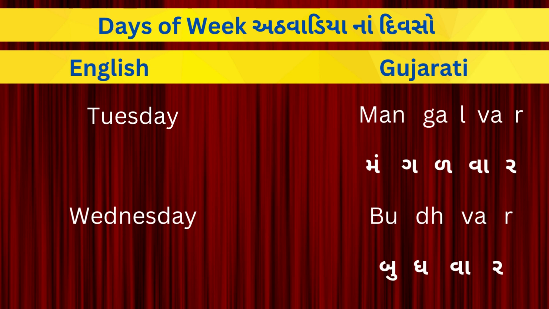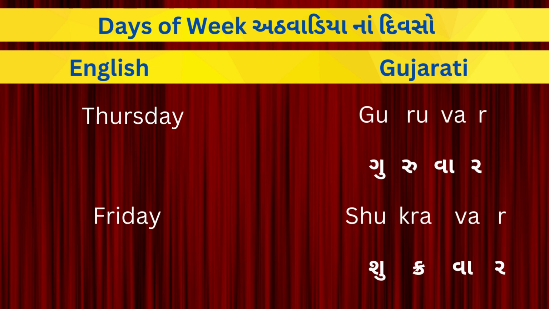Wednesday is called Budhvara, which is spelled B-U-D-H-V-A-R. B-U becomes Bu, D-H becomes Dha, V-A becomes Va, R becomes Ra. So Wednesday becomes Budhvara.